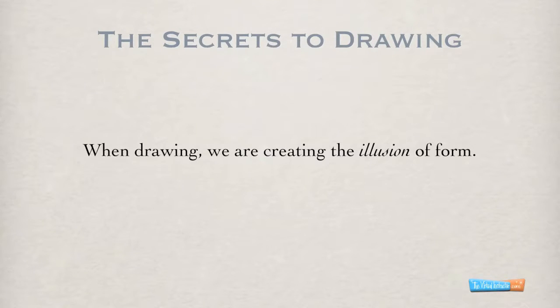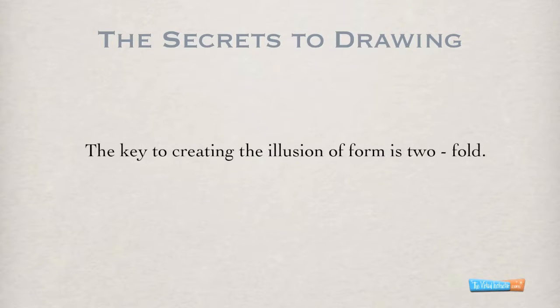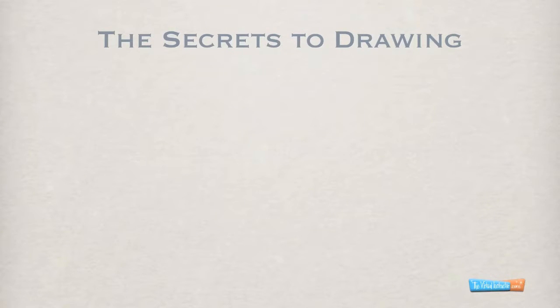It's important for us to understand that when we are creating drawings, we are creating an illusion. In fact, we are creating the illusion of form. So how can we create this illusion of form on a two-dimensional surface? Well, the key to creating the illusion of form is actually twofold. There are two things we need to keep in mind.